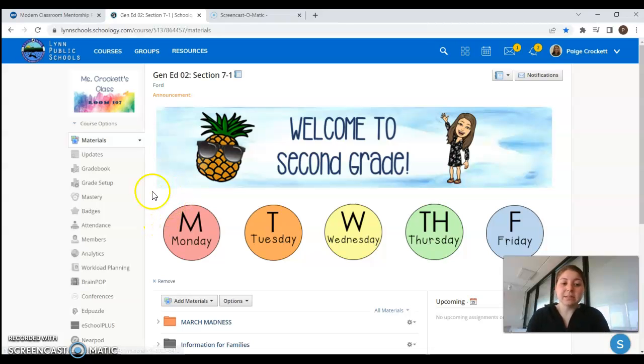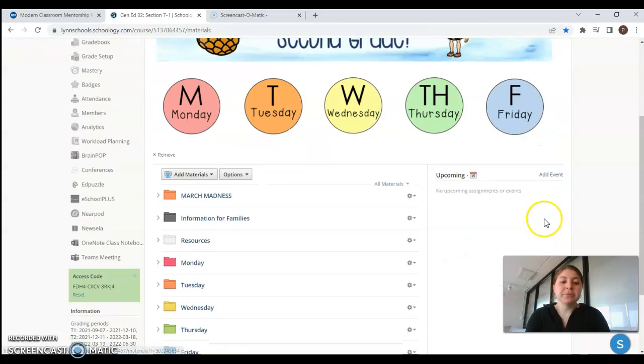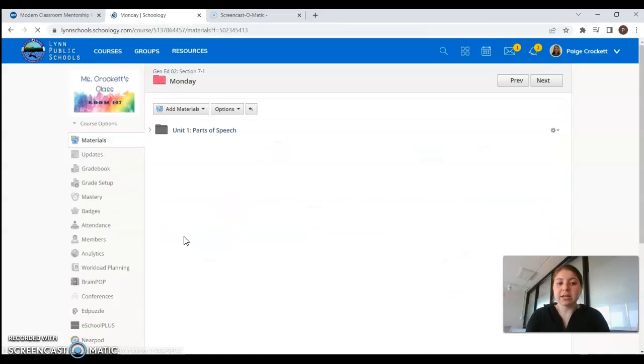At this point, but transitioning to blended learning, I would change out the days of the week with the subjects. So instead of Monday, Tuesday, Wednesday, Thursday, Friday, I would have reading, phonics, science, math, and reading groups for math centers. And within, if I clicked on, for example, reading or phonics, then you see Unit 1 parts of speech.